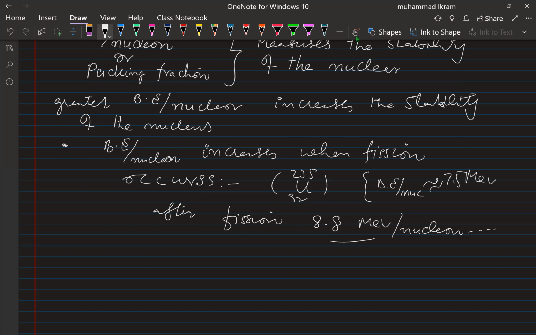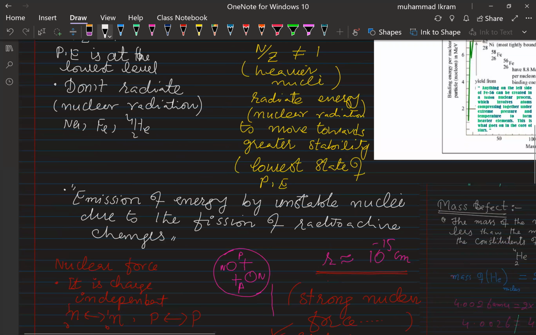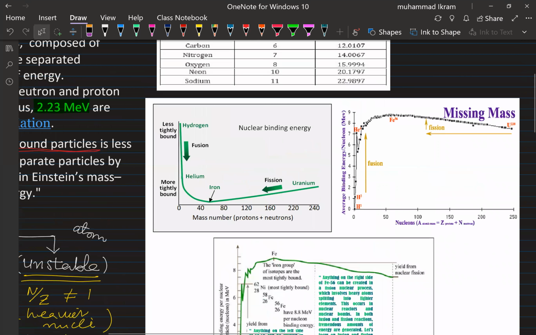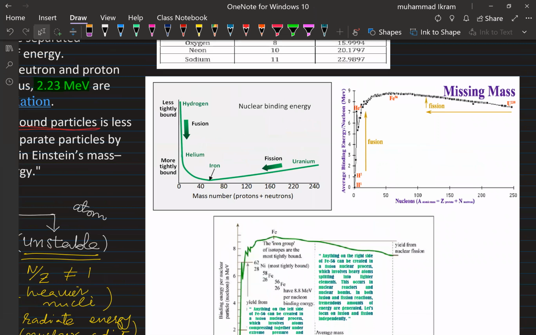Similarly, in the case of fusion, this also increases. Now let us look at the graph first. You see that this is the binding energy curve. As you see here, this is the less tightly bound nuclei.